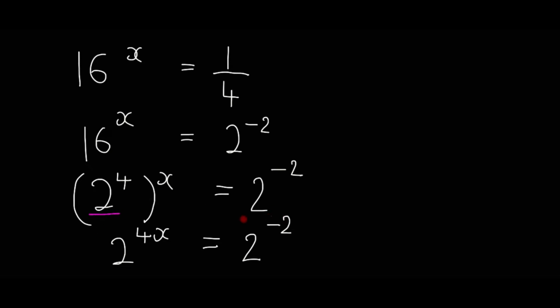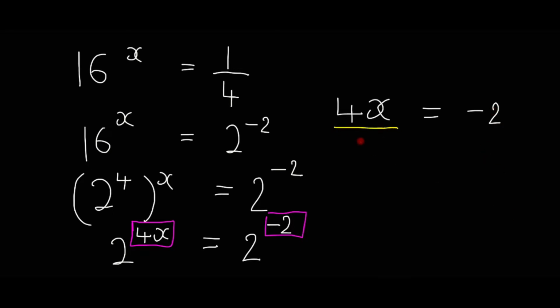So now because the bases are the same, we equate the exponents. So 4x is equals to minus 2, and therefore to solve for x we divide both sides by 4, therefore 4 and 4 cancel, and then x is equals to -2/4, which is the same as -half. So this is our answer.